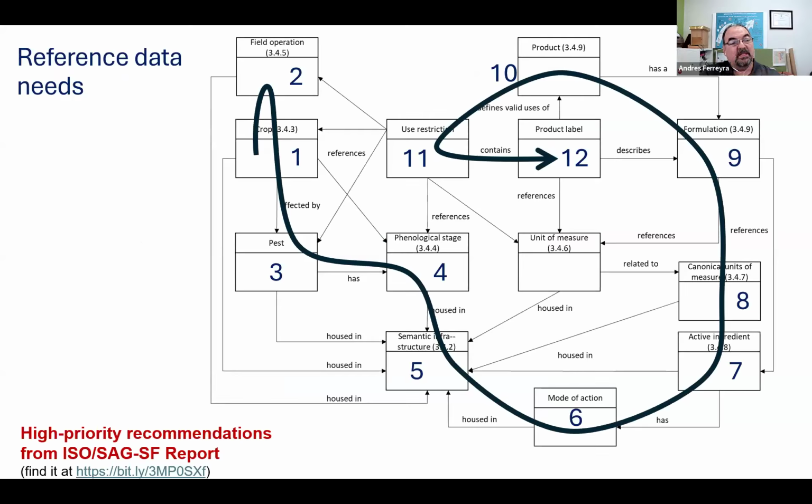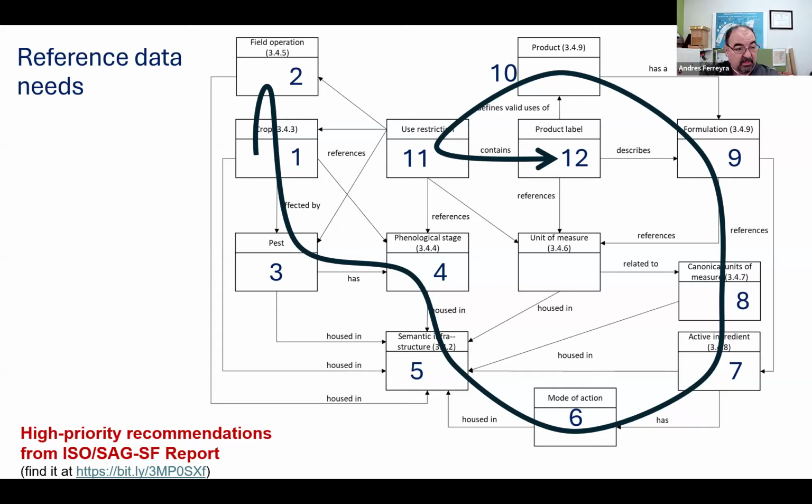Jean-Christophe, these things like crops and field operations and pests and phenological stages and modes of action and active ingredients and so forth are pieces that were identified by a group called the ISO Strategic Advisory Group for Smart Farming as things that needed to be standardized in order to be able to get to the point where one could do automated label checking and things like that. The kinds of use cases like adding up active ingredients and supporting resistance management and so forth, right?